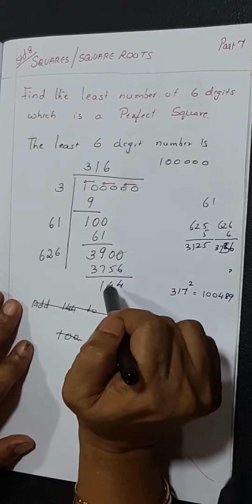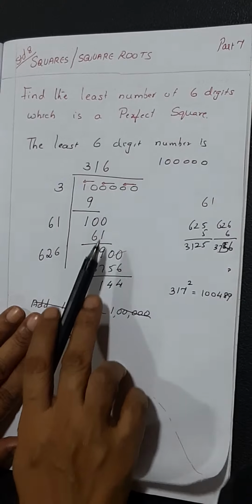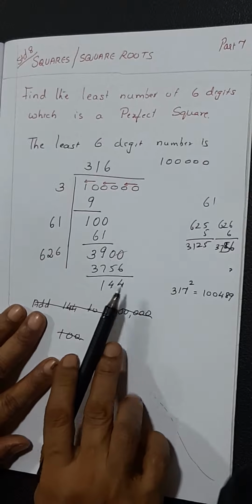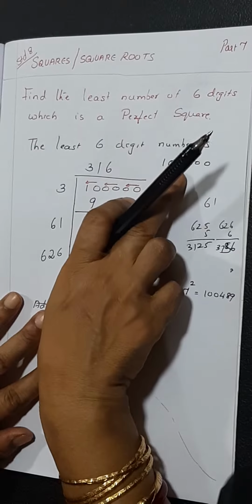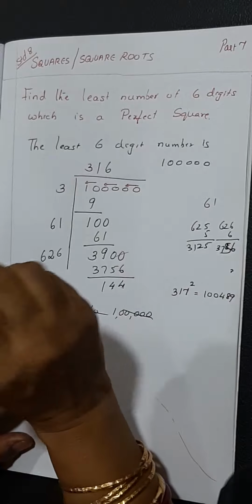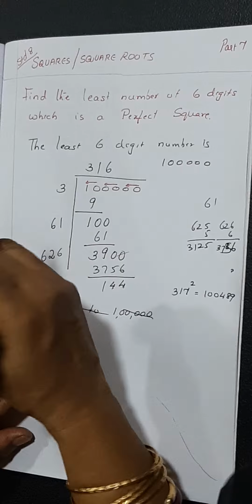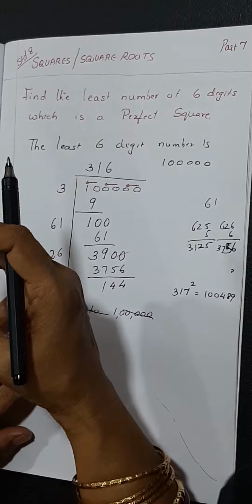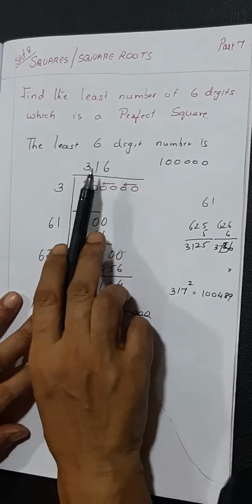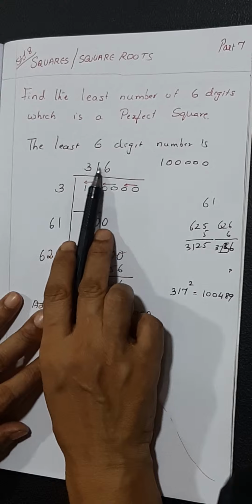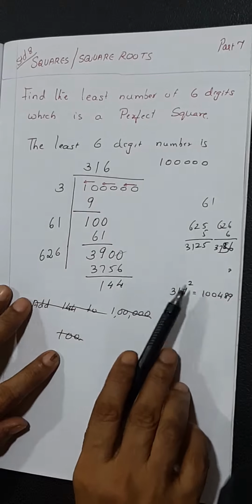Now you have to do the long division method. I have already done the problem, so you get 144 as a remainder. But here you have to add some number to this so that the number becomes a perfect square. So you have to use the method for finding the least number that you have to add to the given number to get the next perfect square. For that you take the next number in your quotient, the consecutive number. So it is 317.